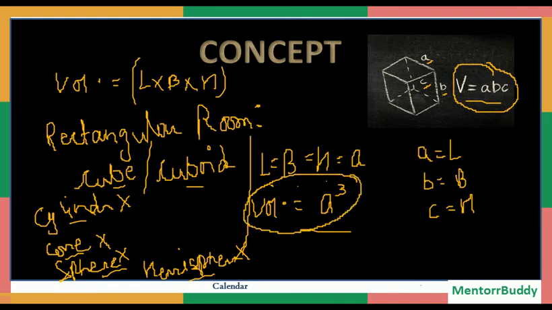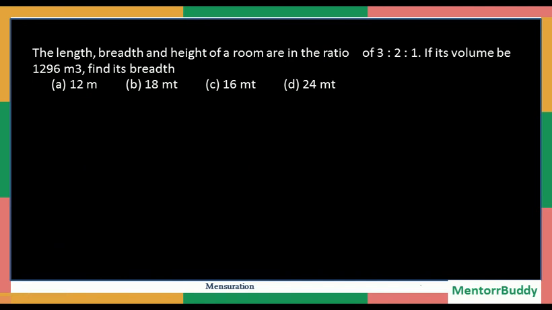Now applying the same logic to the previous question. Coming to the question, it says the length, breadth and the height of the cuboid are in the ratio of 3:2:1. We can see that the lengths of the edges are different, so definitely this is going to be a cuboid. If all the ratios were the same, this would be a cube. So this is a cuboid, and the volume is also given, that is 1296 meter cube.